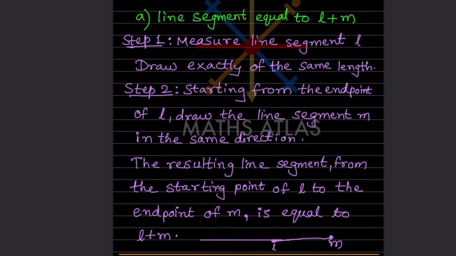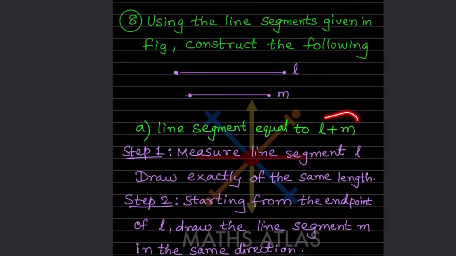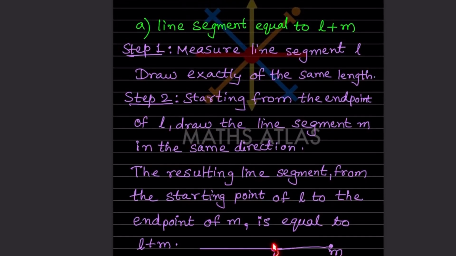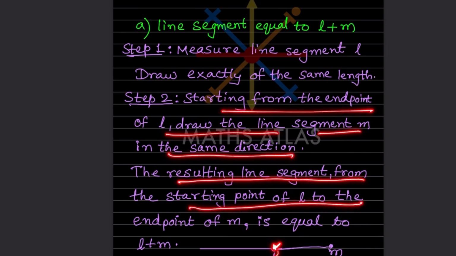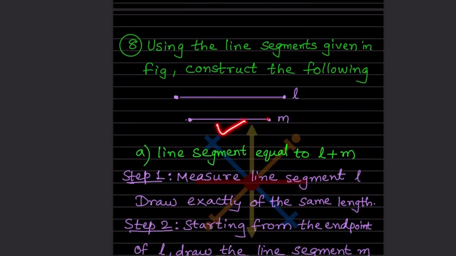Then what will you do? Starting from the end point of L. This is the start point and this is the end point. So you will start from there and then you will measure this M, because they said L plus M. So you are going to add both. So once you have drawn over here, then from the end point of L, draw the line segment in the same direction. The resulting line segment to the end point of M is equal to M. So from here to here, this is the same as this distance.